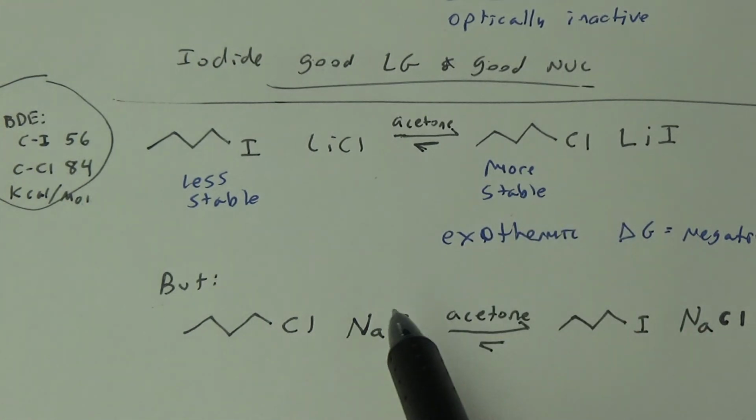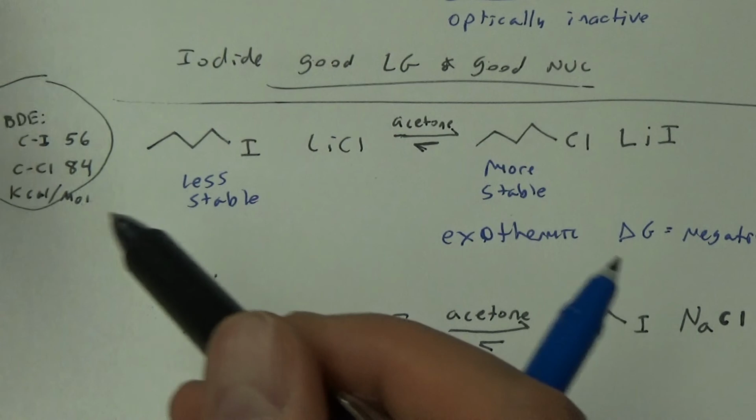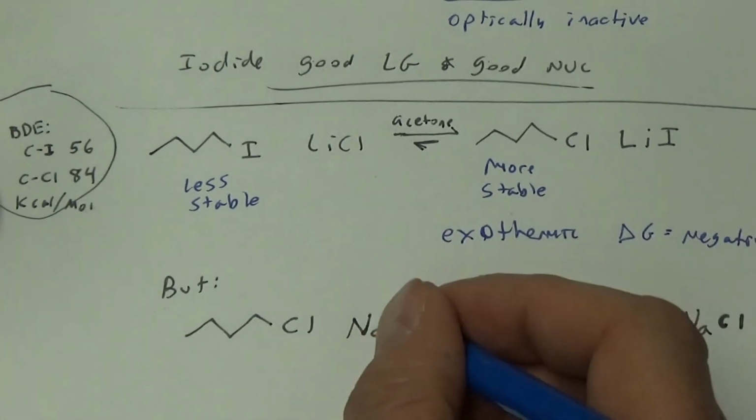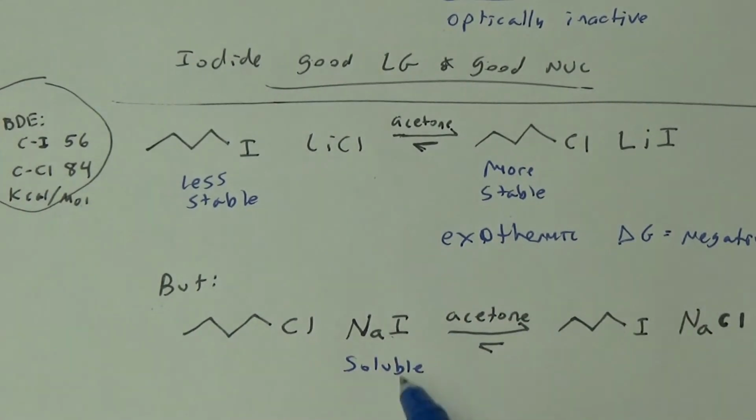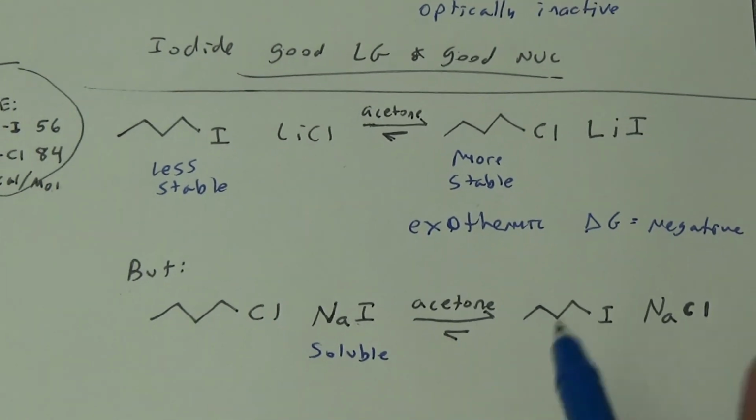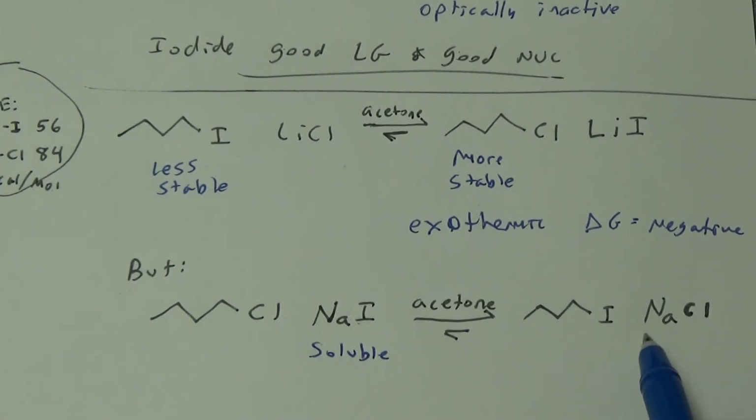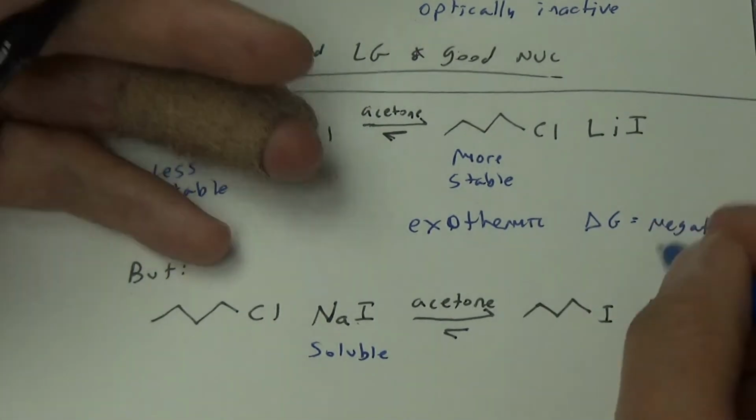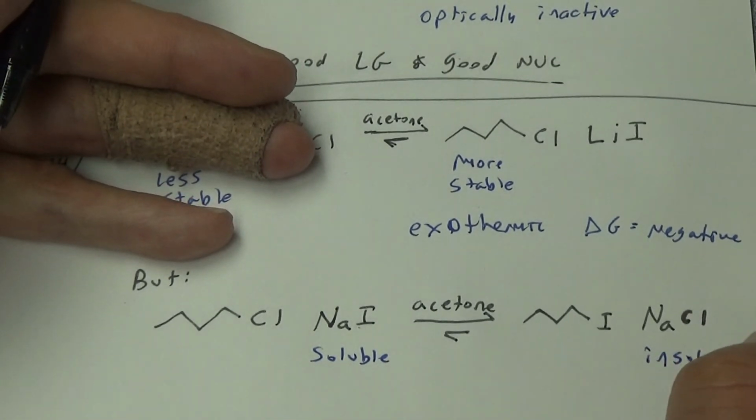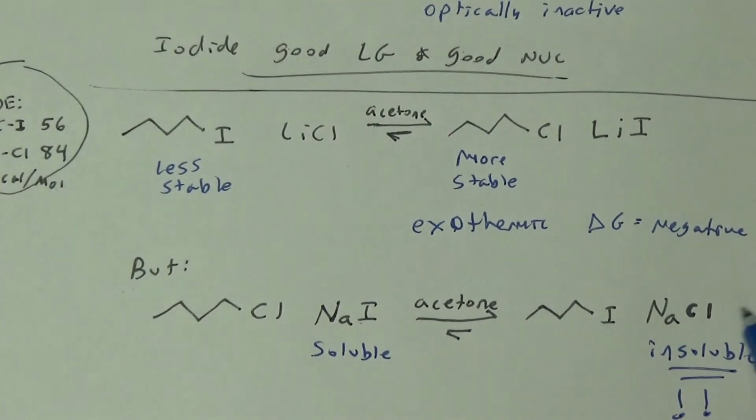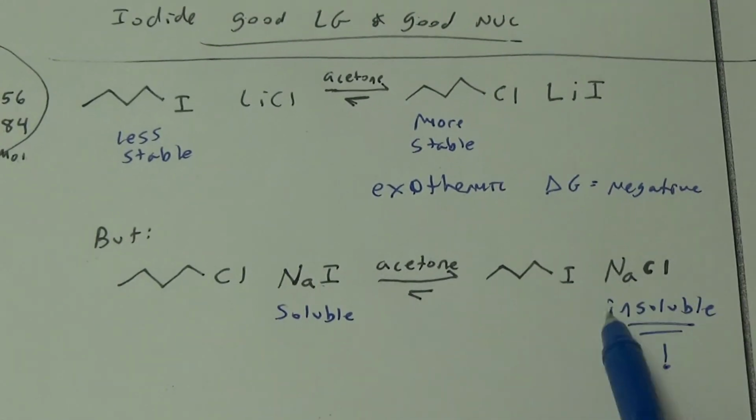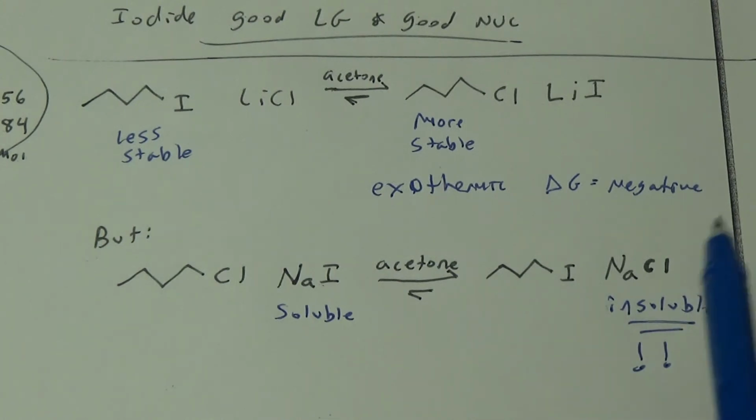The reason is that sodium iodide in acetone is soluble. So this is a soluble reagent, and it's actually reactive. It dissolves in acetone. And for whatever reason, sodium chloride does not like to be dissolved in acetone. So this is insoluble. And what happens when something forms that's insoluble? It crashes out of solution. It forms a solid. And then what's the net effect?